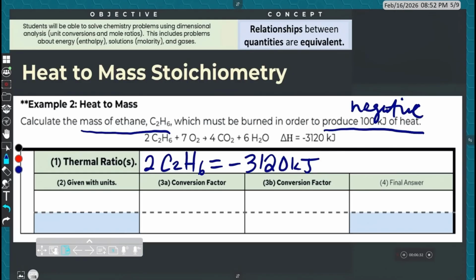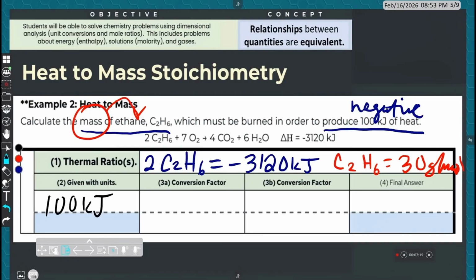And then because of that, we also need the molar mass of ethane. So the molar mass of ethane, C2H6, 2 times 12 is 24, plus 6, that's a mass of 30 grams per mole. So now let's begin to set up the problem. We're going to go ahead and put in our 100 kilojoules of heat.